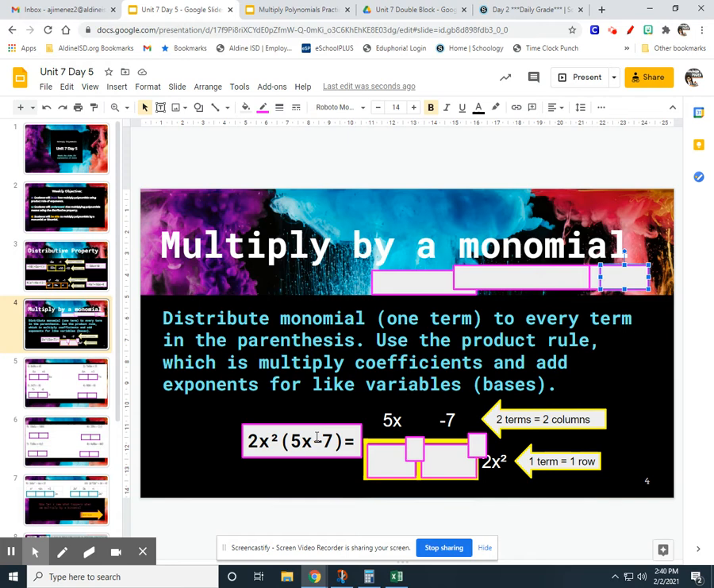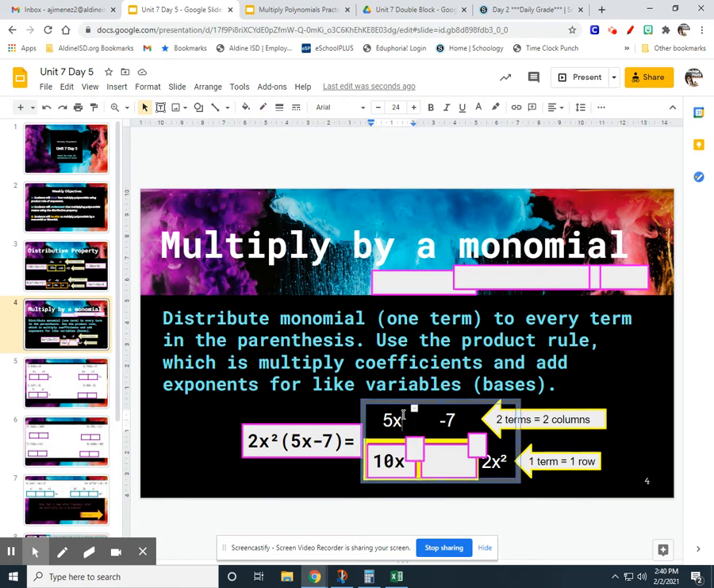All right, so here's the expression that we want to do. All right, I have 1 term, so that means that's going to be 1 row, and I have 2 terms in the second parenthesis, so I have 2 columns. All right, so I'm going to multiply the number and the number, the coefficients, which comes out to be 10. I bring the variable because they both have the same variable. Now I add the exponents. Remember, that's an imaginary 1 right here. Okay, so 1 plus 2 is 3.